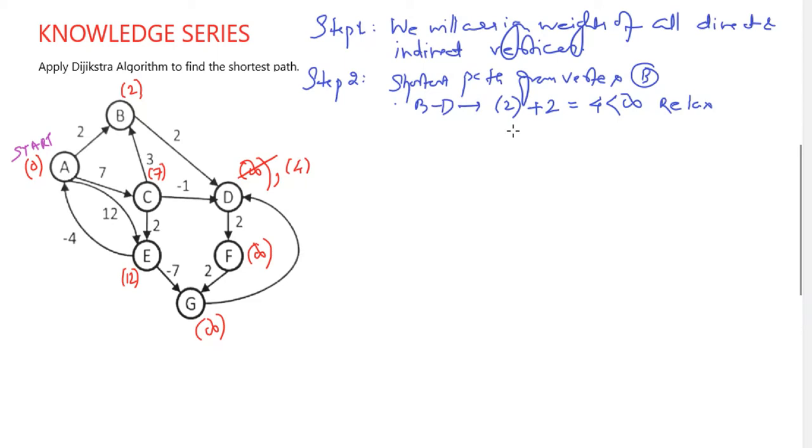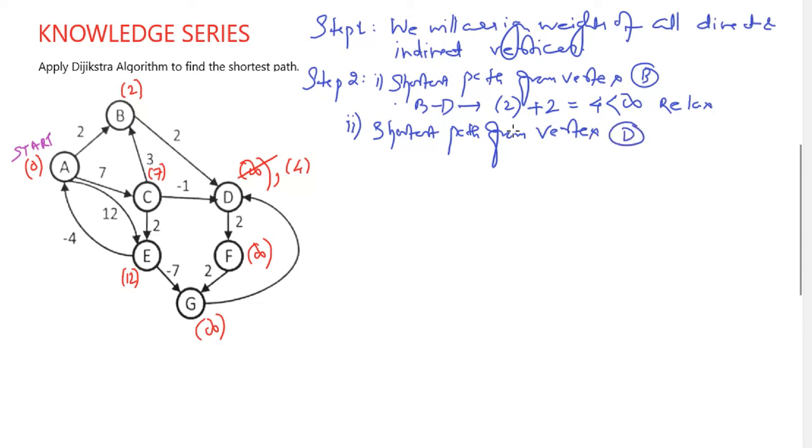Now we go to the next. What is next among these? Among the entire weights, this is 2, this became 4, then 7, 12, infinity. So we find D as the smallest weight. So this is 1, and we go with number 2. The shortest path is from vertex D.